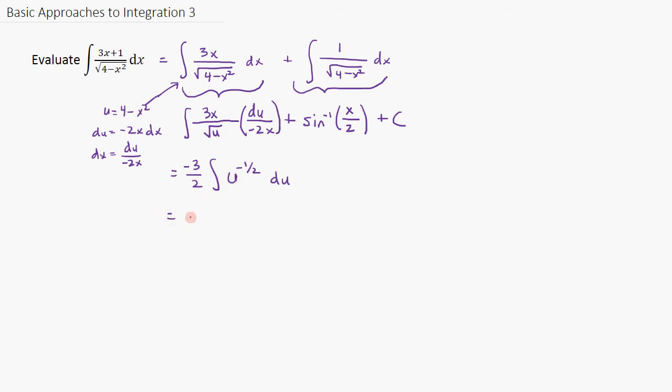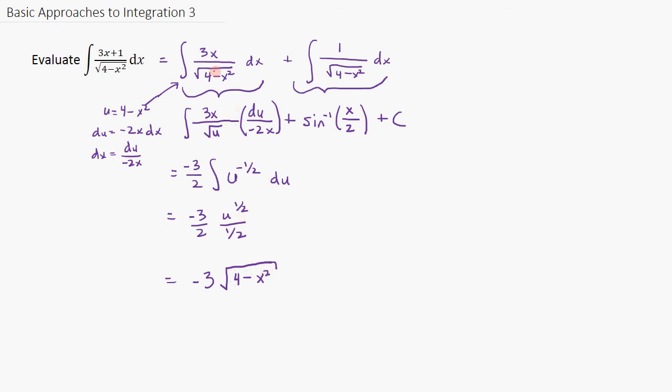Now we just apply the power rule. This minus 3/2, add 1 to the exponent, so the minus 1/2 becomes plus 1/2. Divide by the exponent. And then we simplify this expression. This 2 goes on top, and it cancels out with this 2. So we're left with minus 3, and then u to the 1/2. I change it back to a square root, and I substitute u back in, so 4 minus x squared.